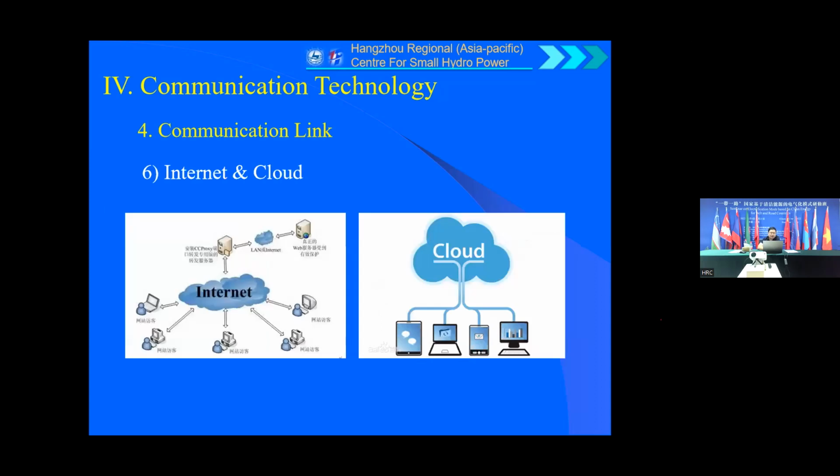And also we can use the internet or cloud for the communication. For example, we can convert the information in the power station to a server on the internet, and we can see the data on the internet. So with this data link, we can see the information wherever we are. Maybe on the train, we can check the information on the site by our cell phone. Okay, with cloud.